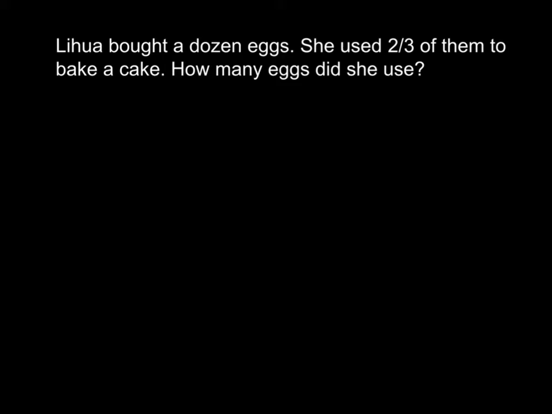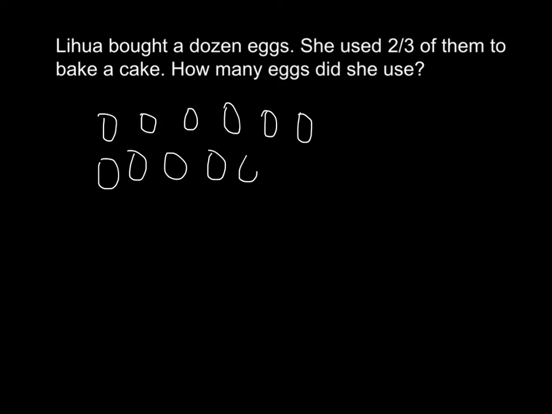It says Lee Hua bought a dozen eggs. And so let's draw a dozen eggs real quick. And it says she used 2/3 of them to bake a cake. So what we're after is 2/3 of 12. That's, if I have 12 of something, what is 2/3 of them?